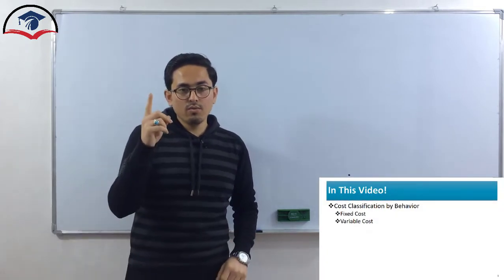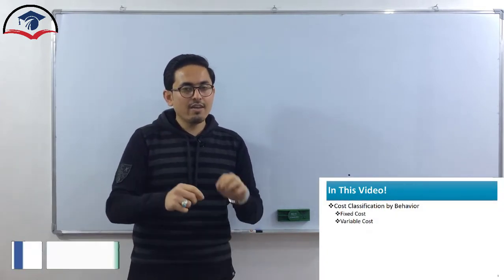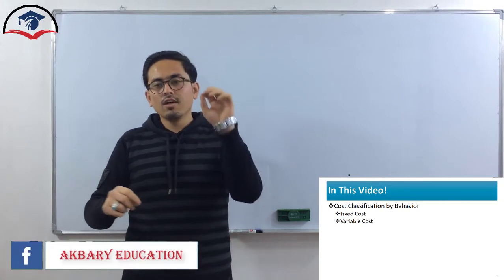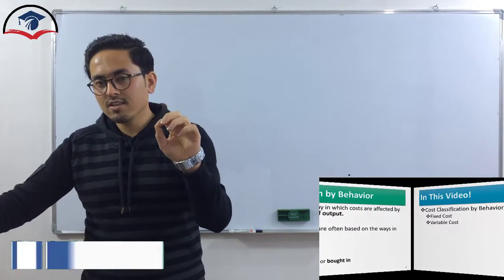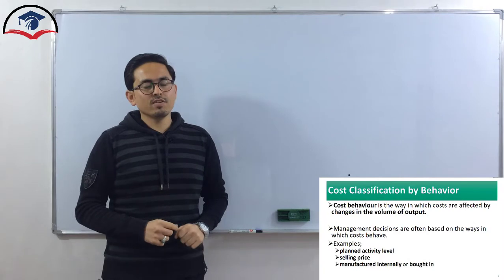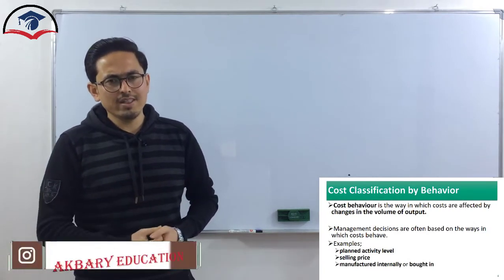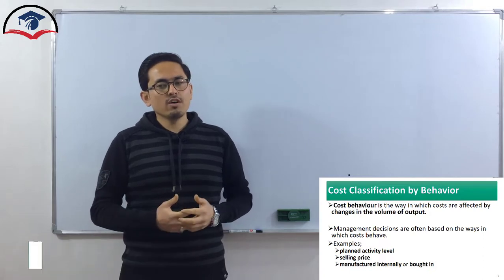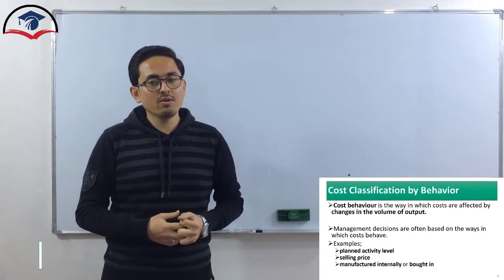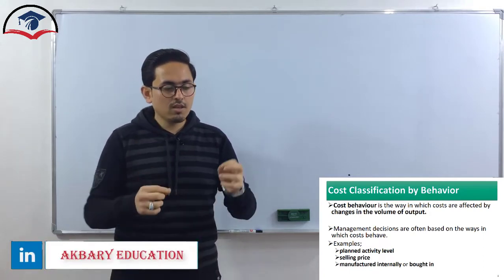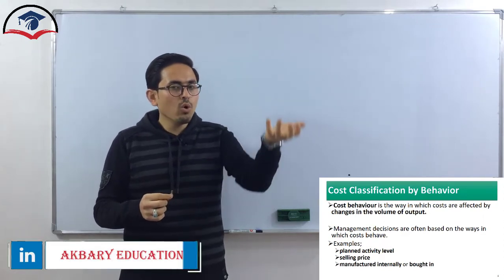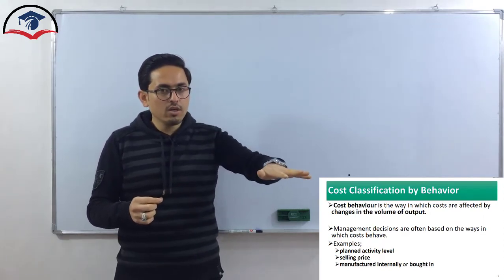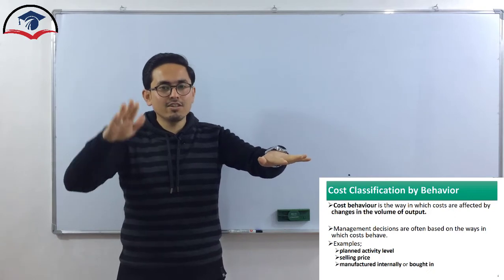In this video we're gonna cover the fixed cost and variable cost. Let's go in detail. We have the cost classification by behavior. What does it mean by that? Cost behavior is the way in which costs are affected by changes in the volume of output. What does it mean? How the cost will go up and down with the change in the level of activity.